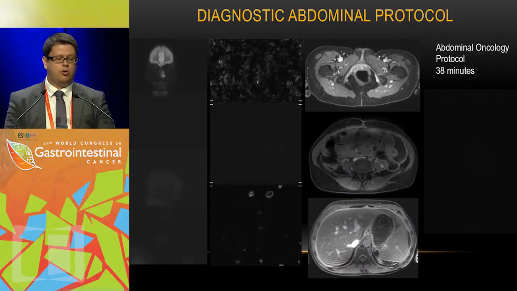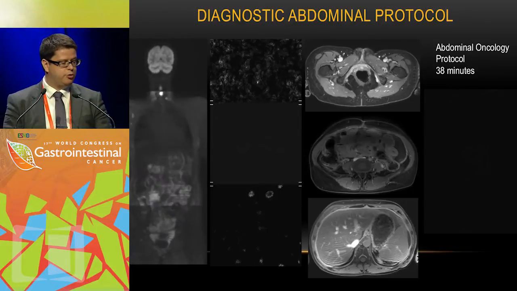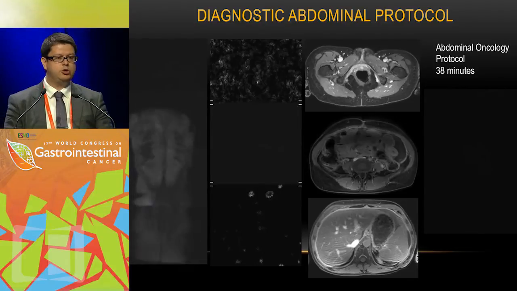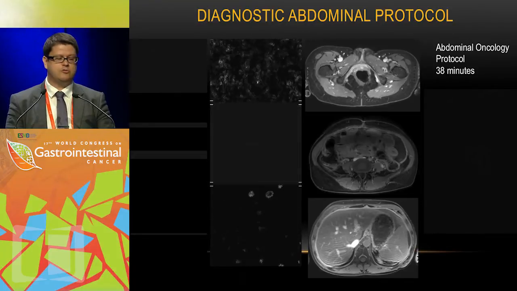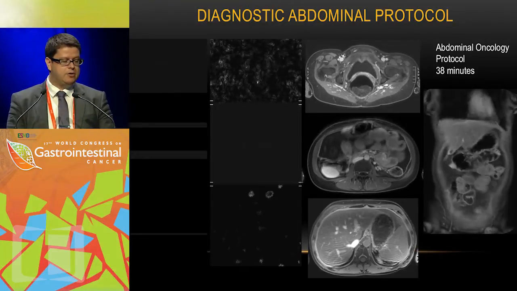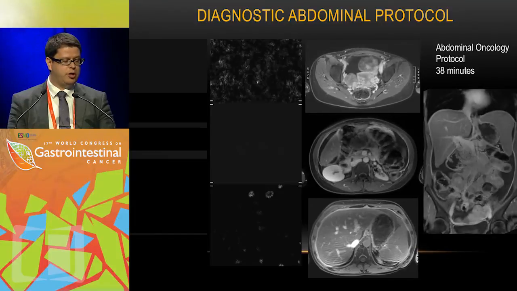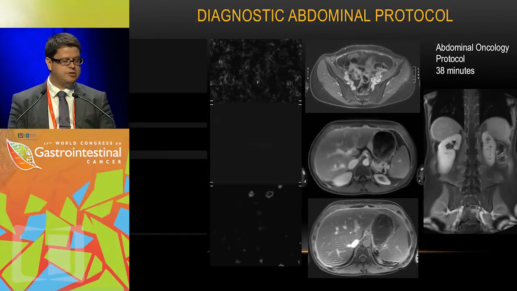So what does a protocol look like? This is a coronal reconstruction of the whole body diffusion, for detection of the lesions; a coronal reconstruction of the T2-weighted imaging; and then, especially for correlation of location, high-resolution contrast-enhanced imaging.